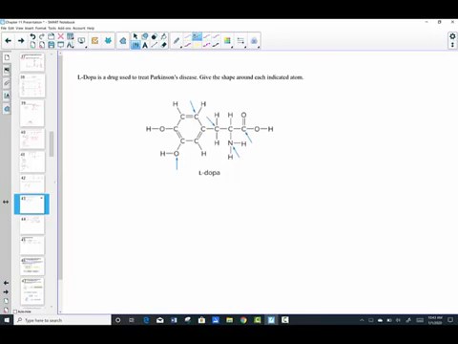All right, well, we'll start at the top. I'll just place a circle around this carbon. I can see that it's attached to 3 different atoms, making this carbon trigonal planar. This carbon is attached to 4 different atoms, so it is tetrahedral. This carbon is attached to 3 other atoms. That's trigonal planar.